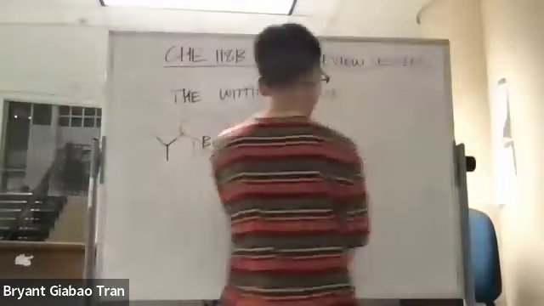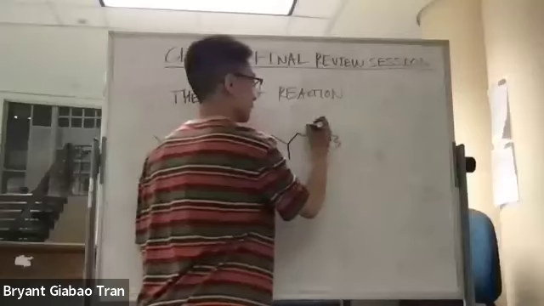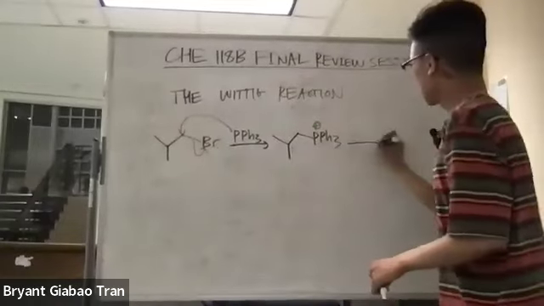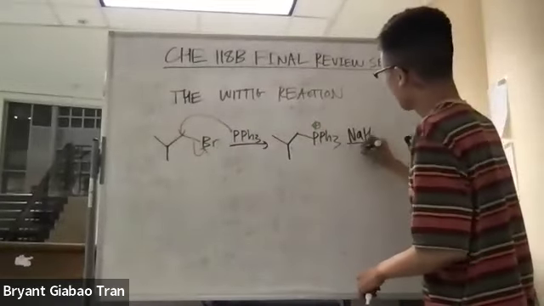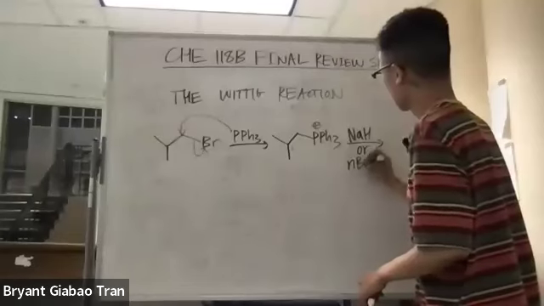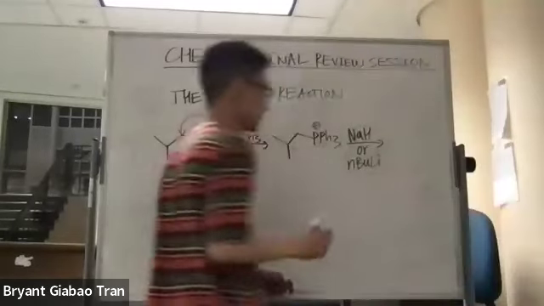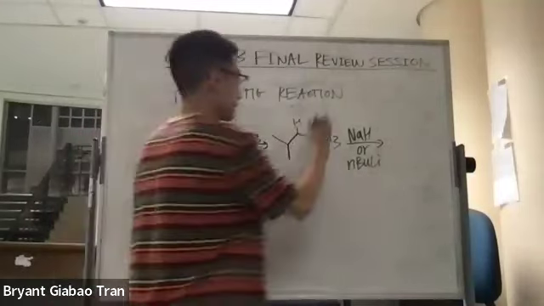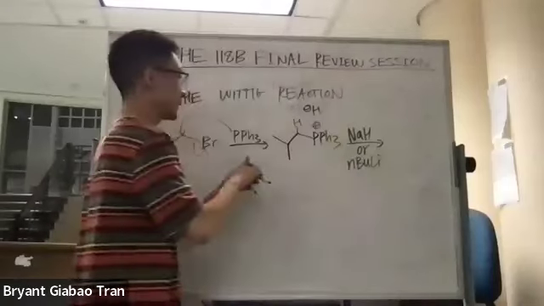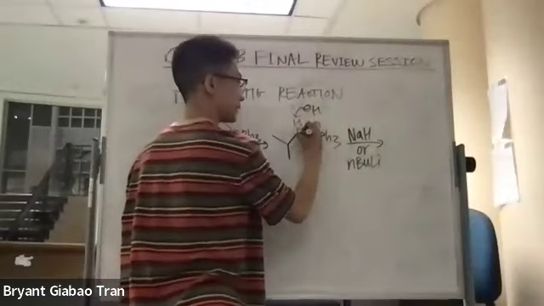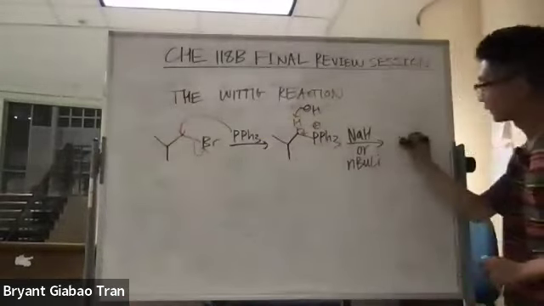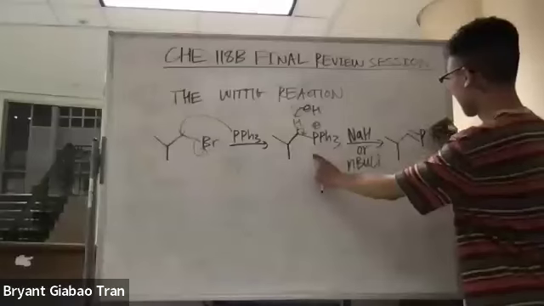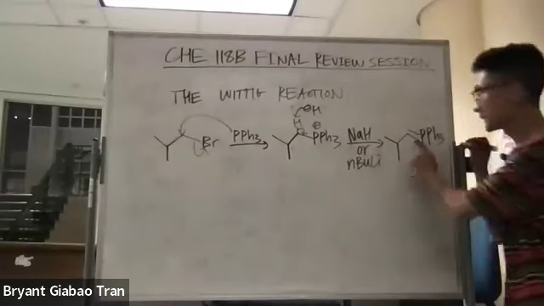When we do that, this phosphorus here would have a positive charge. The next step here is to use some kind of strong base like NaH or n-butyllithium. Both would work to deprotonate the most acidic hydrogen, which is this alpha hydrogen right here next to the phosphorus. The H minus will grab that alpha hydrogen and make that double bond right there to create the ylide and neutralize that phosphorus at the same time. Now this is the ylide right here.